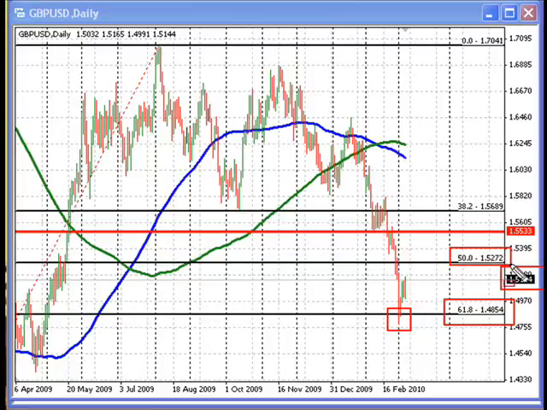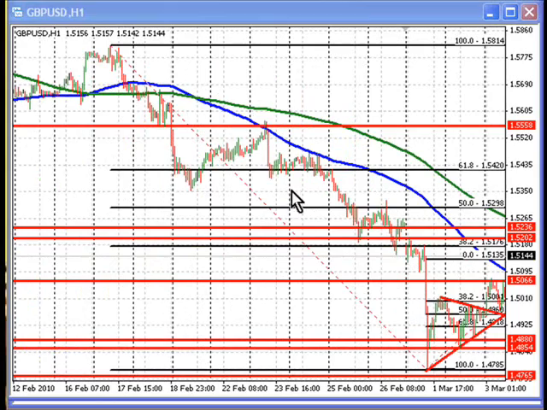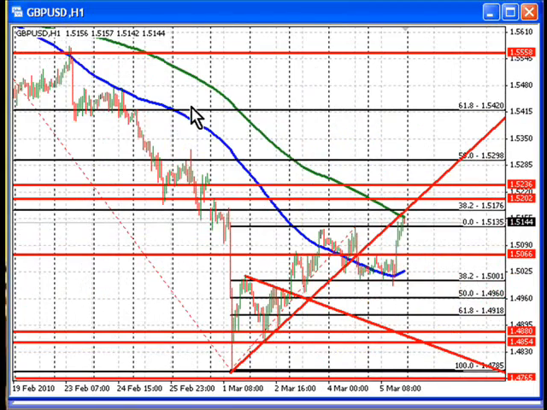And we do have resistance off this daily chart at 152.72, which is 50% of the move up from the 2009 low to the 2009 high. Now let's go to the hourly chart and we'll take a look at what that is telling us.